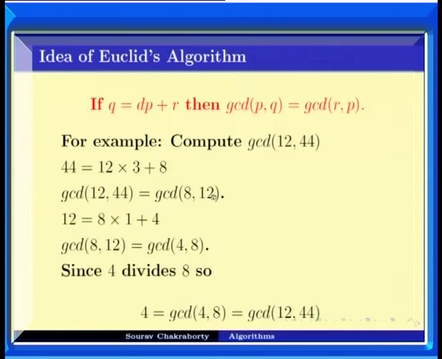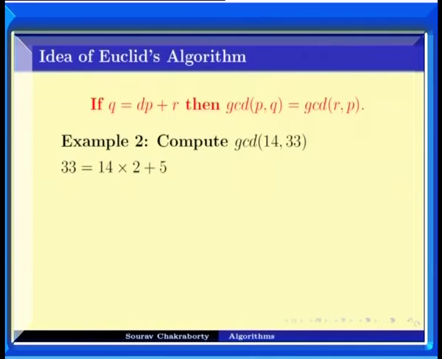Notice the big improvement that has been happening: to find the GCD of 12 and 44, we went down from 12 and 44 to 8 and 12, a reduction in the input, and from 8 and 12 we went down to 4 and 8, again a reduction in the input. In some sense, at every step we are reducing our input or input size, whatever you want to call it. Just to be sure we are on the same page, let us look at another example.